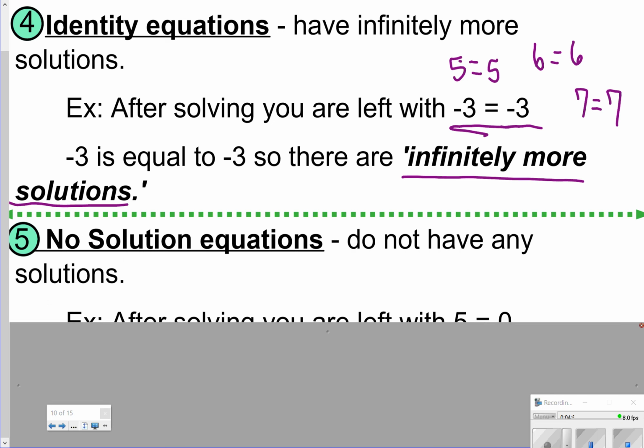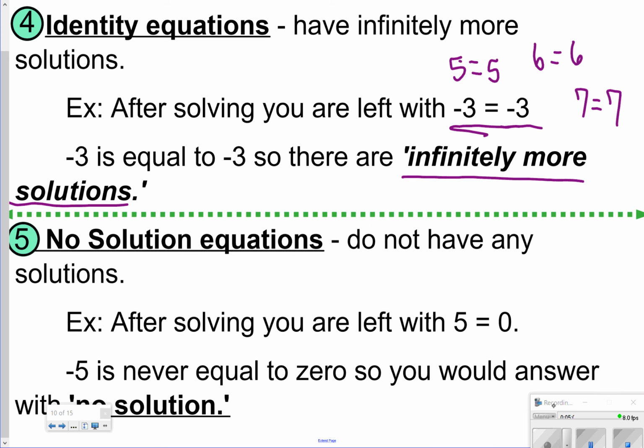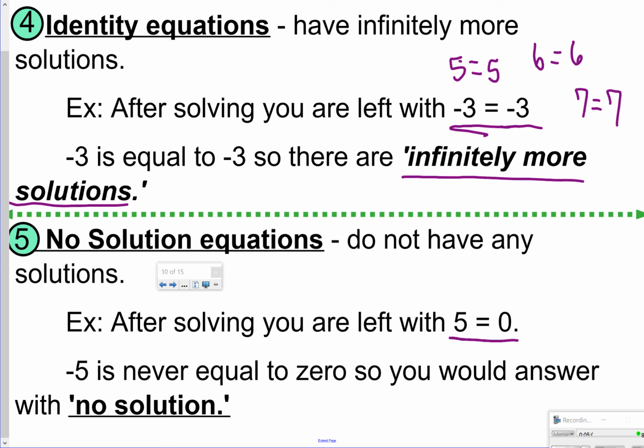However, there are such things as no solutions, and that would mean after you're done solving, you're left with something like this, like 5 is equal to 0 or 1 is equal to 2, okay? These are not true. So because they're not true, you're going to say no solution as your answer, all right?